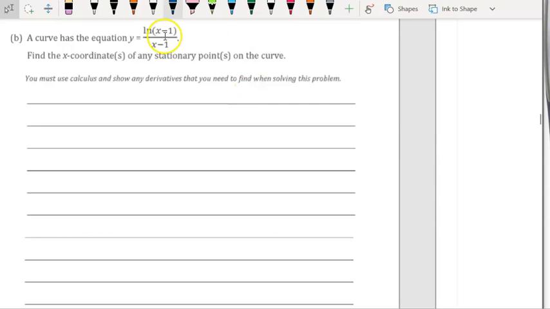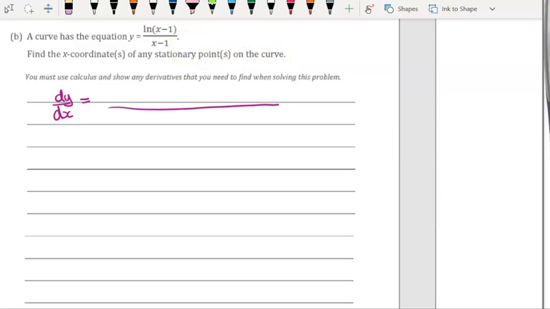Okay, for b, we have a curve equation of this, which is a quotient. So we're going to use the quotient rule to differentiate and then set equal to 0 to find the stationary points. Okay, so differentiating using quotient rule, this v is the bottom, u is the top. We're doing v times the derivative of u, so the bottom times the derivative of the top. Then subtract the top times the derivative of the bottom and divide it by v squared, the bottom squared.